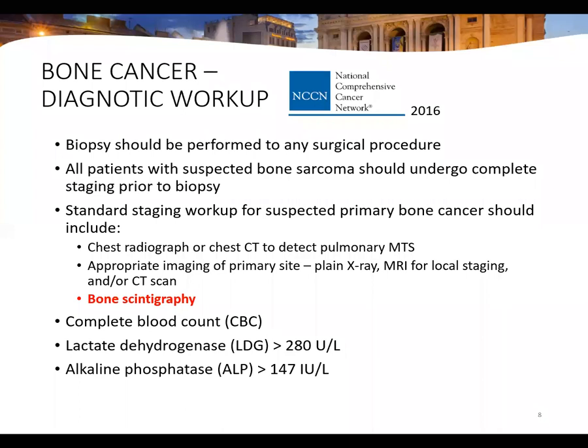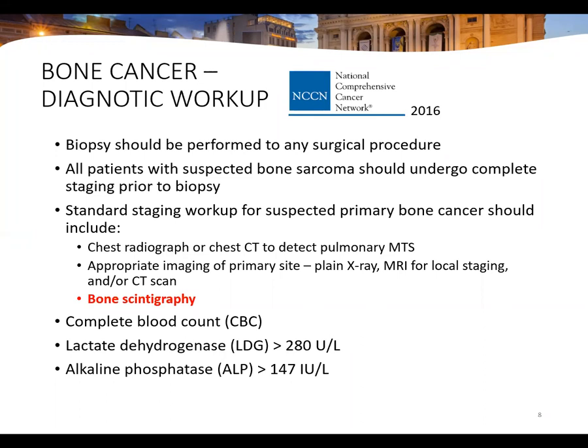Standard staging workup for suspected primary bone cancer should include chest radiograph or chest CT in order to detect pulmonary metastasis, and appropriate imaging of the primary site, meaning the site where this primary tumor is growing. It could be plain X-ray, less informative, MRI for local staging, a very informative method, and/or computed tomography scan. And also we may perform bone scintigraphy, which is actually the main point of interest of our lecture.